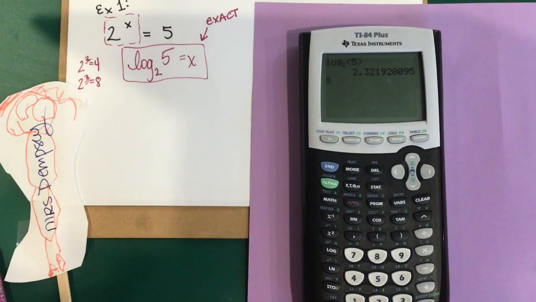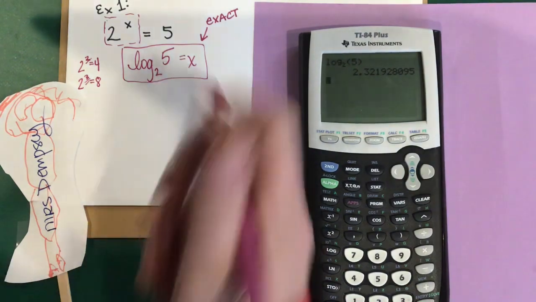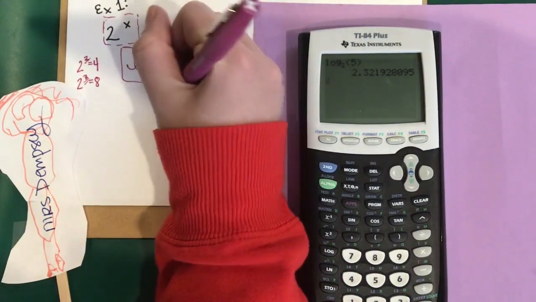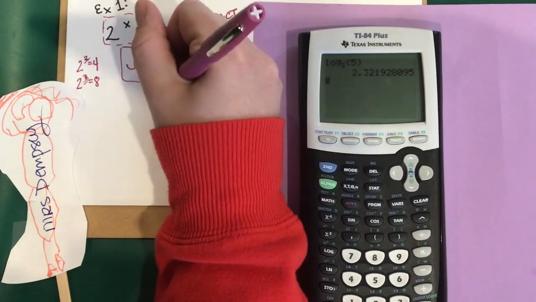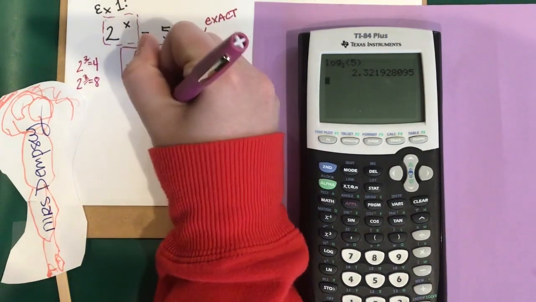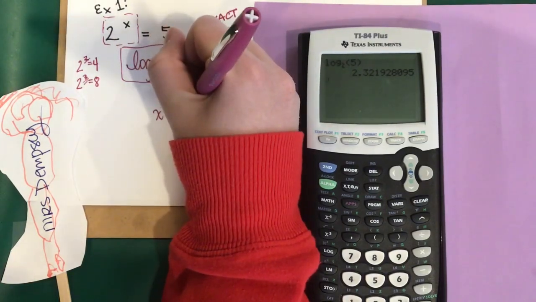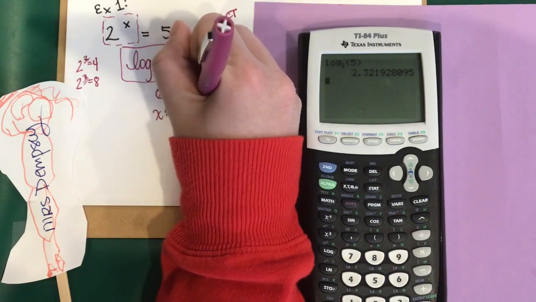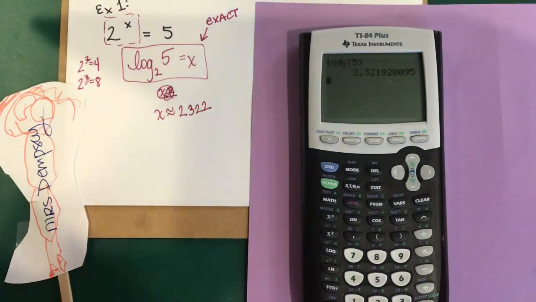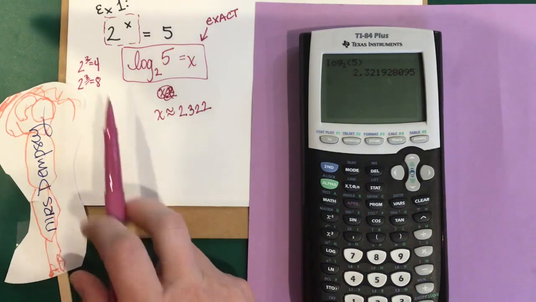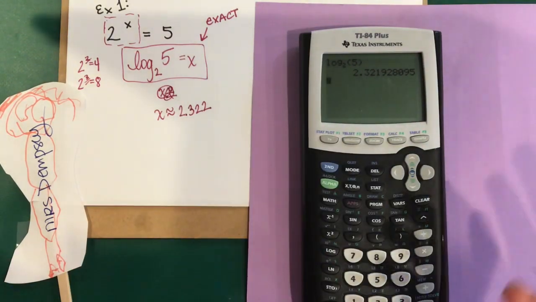And so we end up with x is approximately, that's a congruent symbol. X is approximately 2.322. So we said it was going to be between 2 and 3, and it was going to be closer to 2 than 3. Hey, we're right.